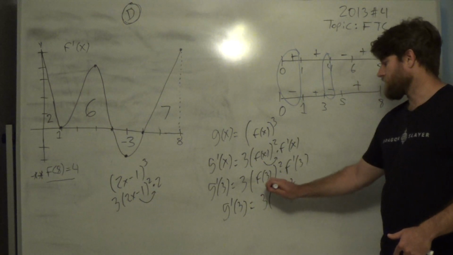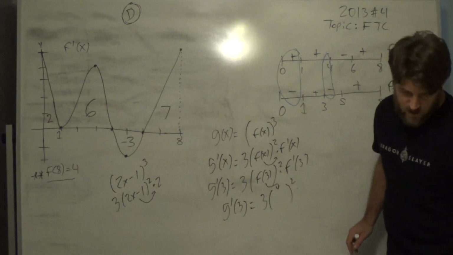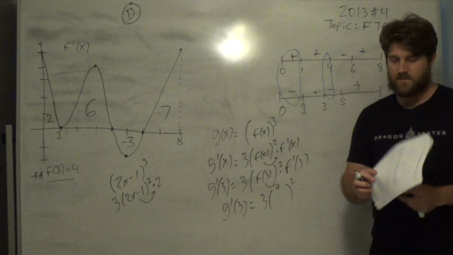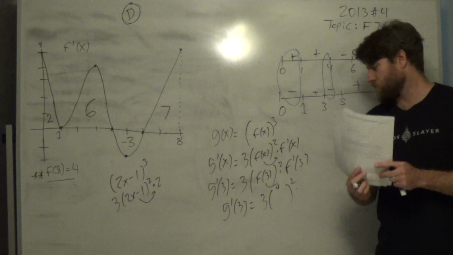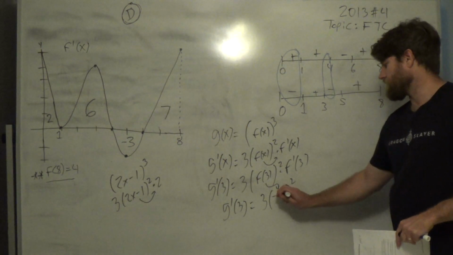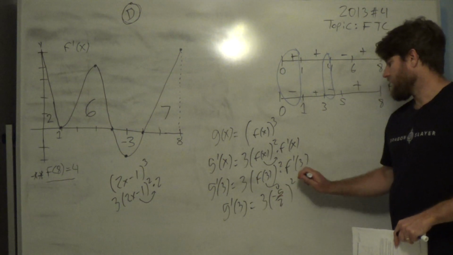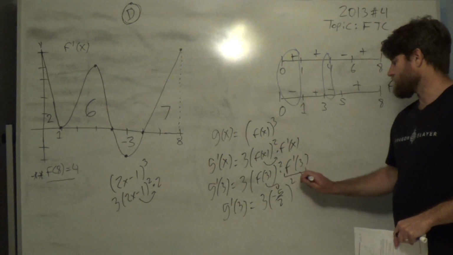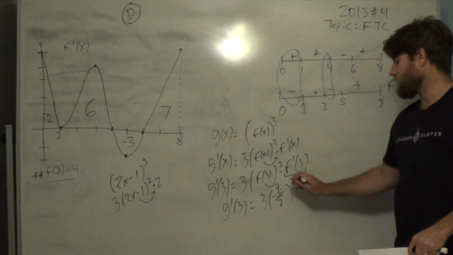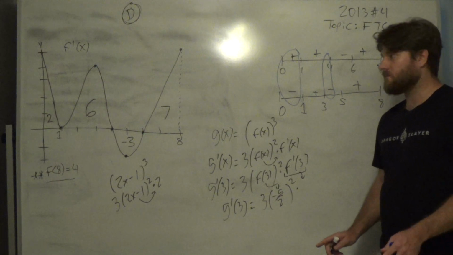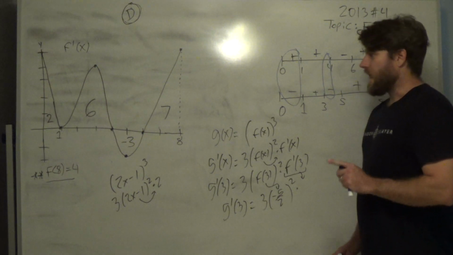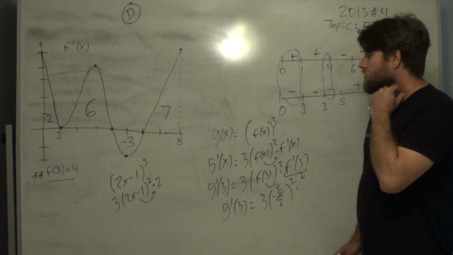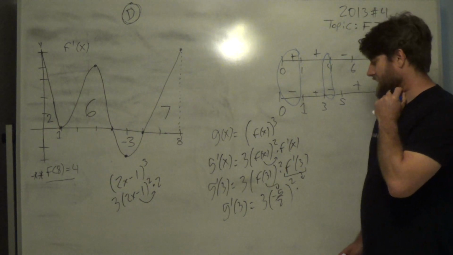All right, so first of all, what is f of 3? F of 3, they told us. That's the negative 5 over 2 number. So f of 3 is negative 5 over 2. And then we need f prime 3. And the key is understanding what in the world f prime 3 means. F prime 3 means what's the slope of the tangent line at 3?